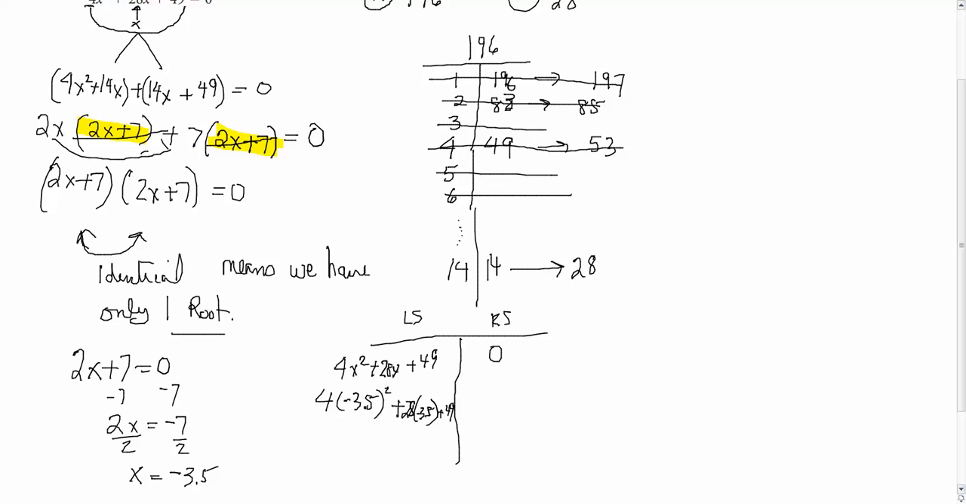Press enter, and we get 0. So our left side equals the right side, which means the solution, or the root, is verified, and that is example number 3.